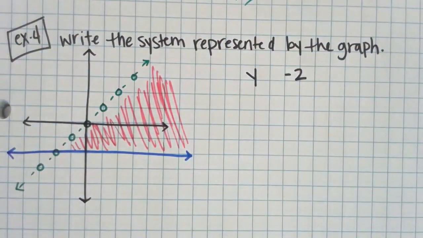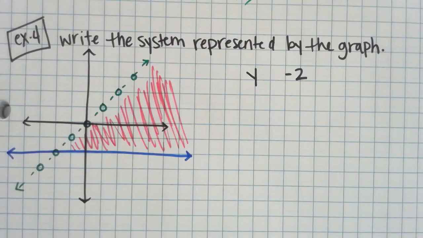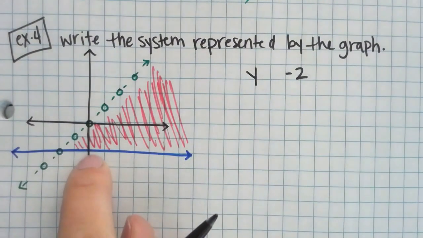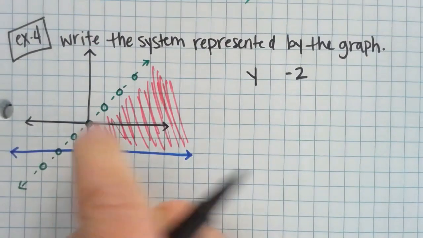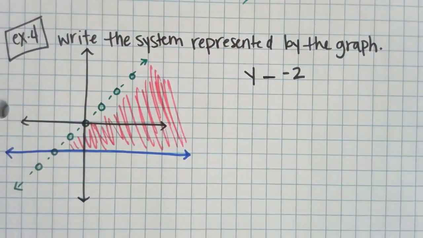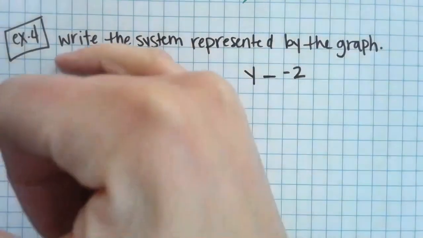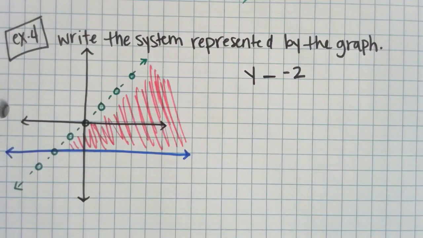We just need to figure out which way that inequality sign is facing, right? We know it's an equal to, because it's a solid line. Now we also know that this is shaded above the line, right? So the origin is shaded.